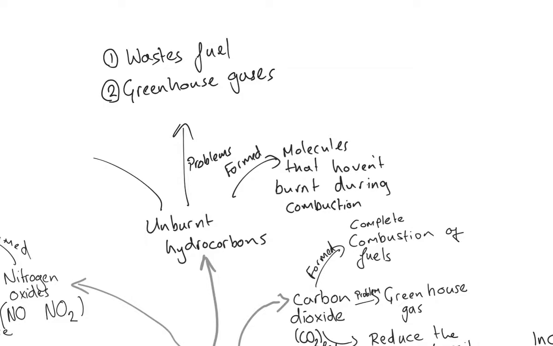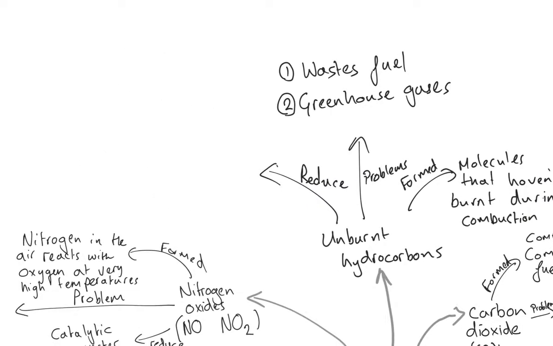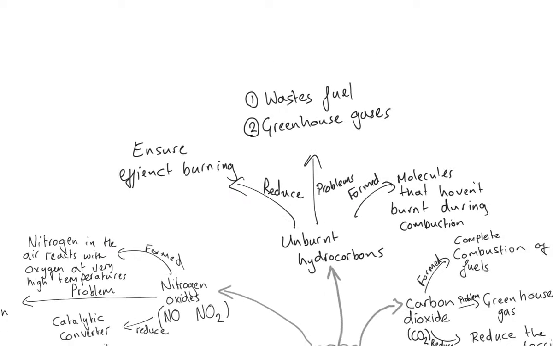How do we reduce that? Well, it's hard to give exact examples. All we're going to say is that we need to ensure, and ensure means make sure, efficient burning or combustion. That means not wasting anything, as little waste as we can, so that all the fuel is burnt, and that way there are no unburnt hydrocarbons to be released. Again, you can pause here and make sure you've written all that down.